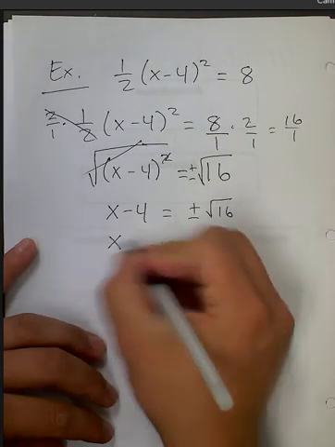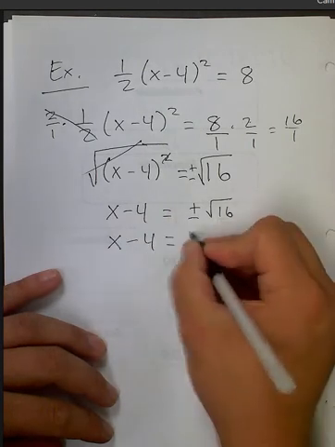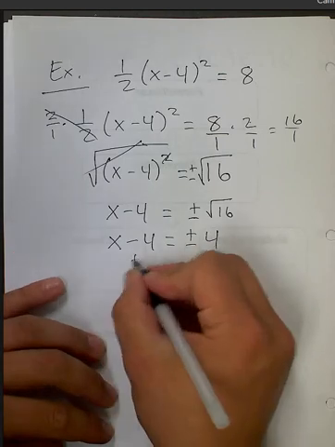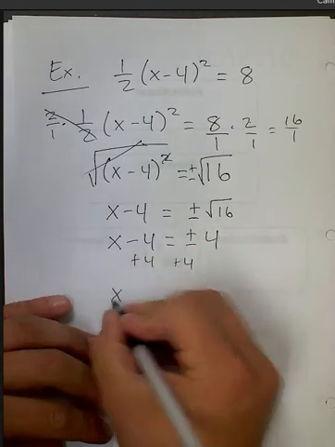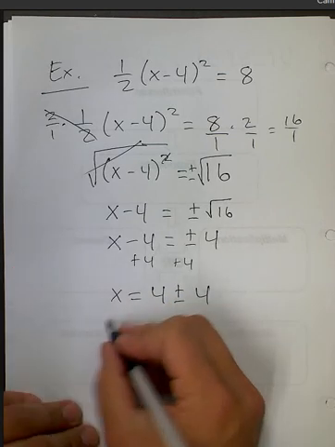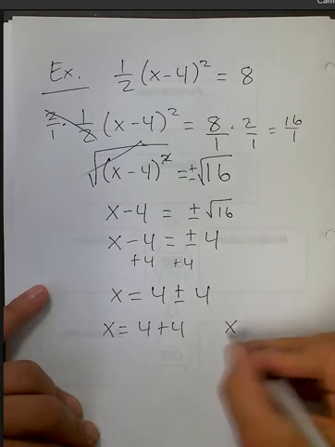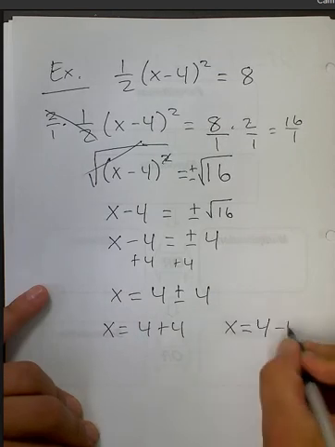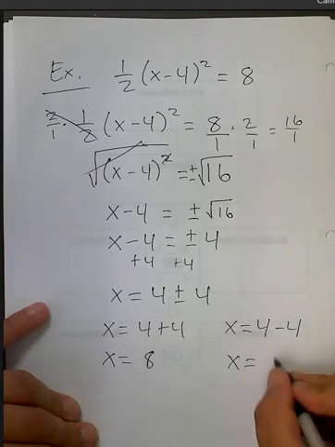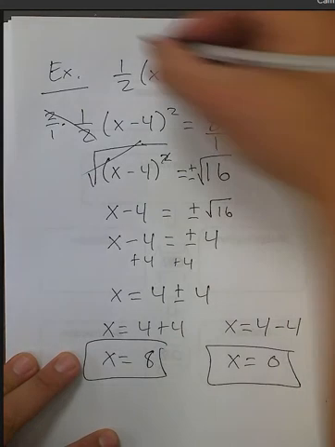The square root of 16 is plus or minus 4. To solve for x, add 4 to both sides, and you get x is equal to 4 plus or minus 4. This means that x is equal to 4 plus 4, and x is equal to 4 minus 4. X is equal to 8. X is equal to 0. And those are your solutions to this quadratic equation up here.